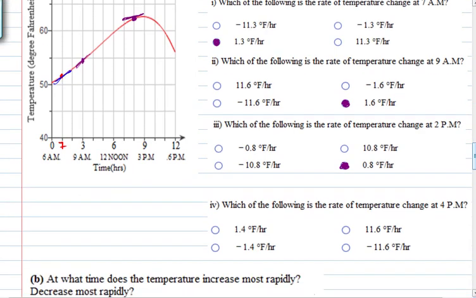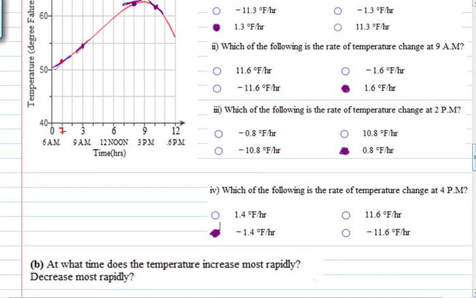And then part 4, which of the following is the rate of temperature change at 4 p.m.? 4 p.m. is right here. Is our temperature increasing or decreasing? Is it decreasing rapidly or not so rapidly? Negative 1.4. All right, part B. At what time does the temperature increase most rapidly and decrease most rapidly? We're looking for the steepest line with a positive slope. At what time does that appear to be?